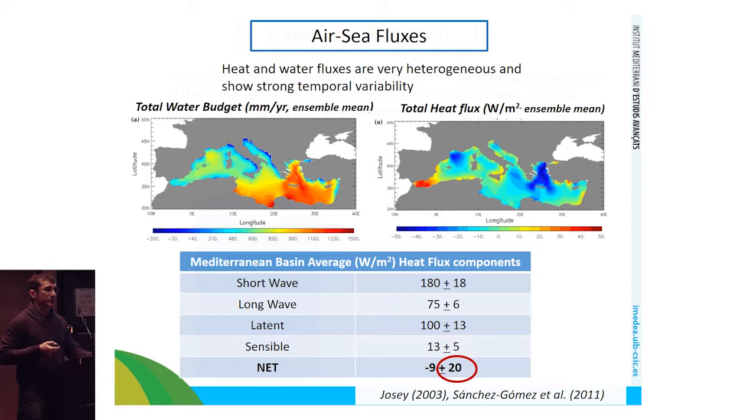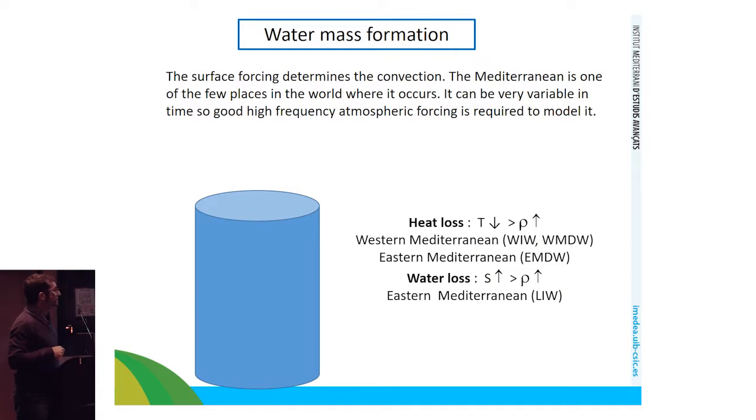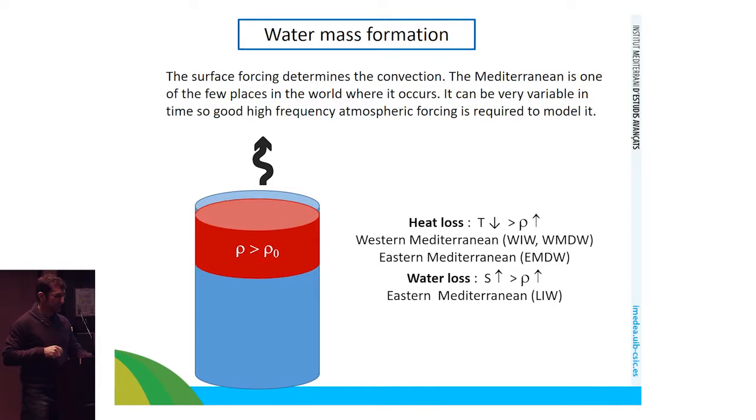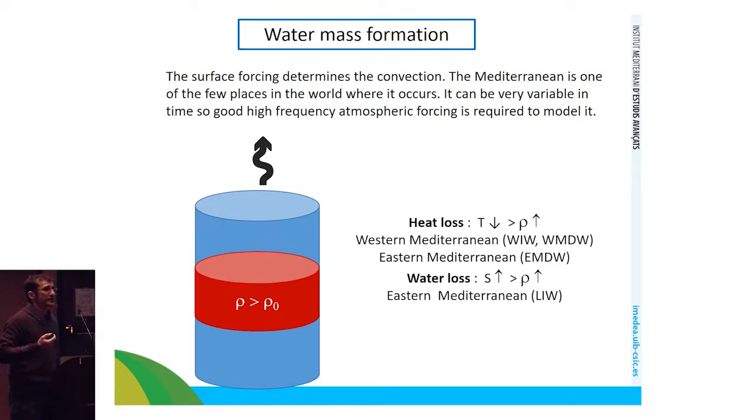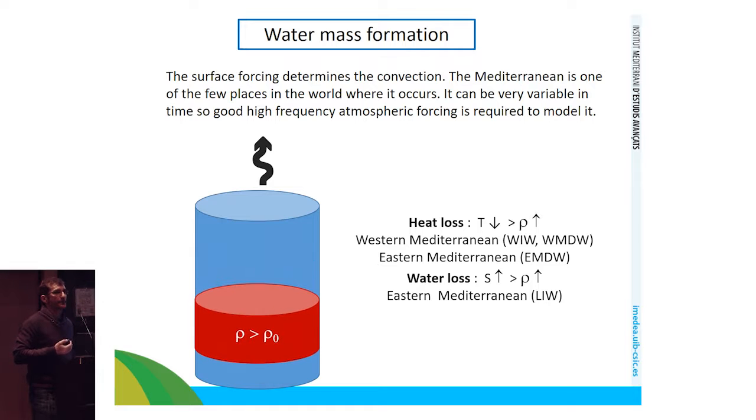All these air-sea fluxes are relevant because they determine the water mass formation. The Mediterranean is one of the few places in the world where water masses are formed, and in particular, we have convection. This is quite straightforward: either we have a heat loss, so temperature decreases and density increases, which is basically what occurs with the winter intermediate water, the western Mediterranean deep water, and the eastern Mediterranean deep water. Or we have water loss, which means an increase in salinity, so density also increases, and we produce water that sinks, which is what happens basically in the Levantine intermediate water.